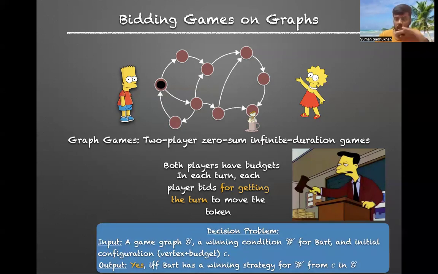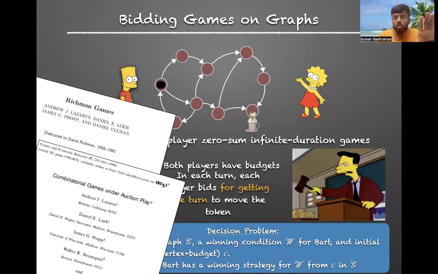The game continues as it is, and we still study the winning conditions that we study in turn-based two-player zero-sum games. We adjust the decision problem in the sense that now we have an initial configuration that includes both a vertex and a given budget, and we ask if Bart has a winning strategy for the given winning condition from that initial configuration.